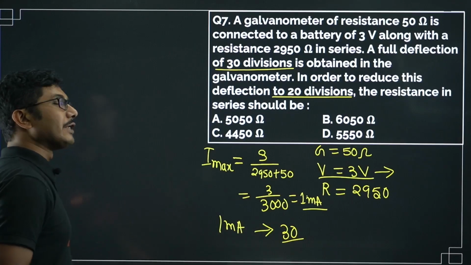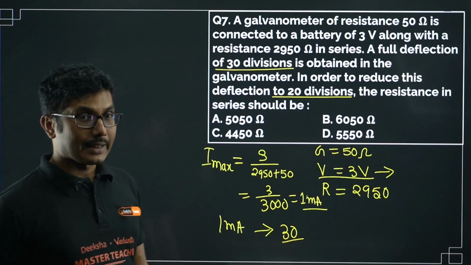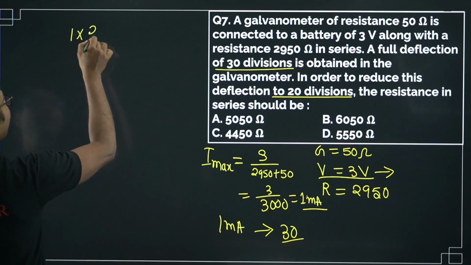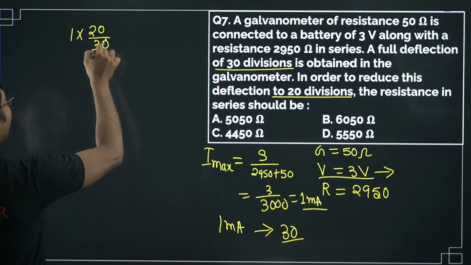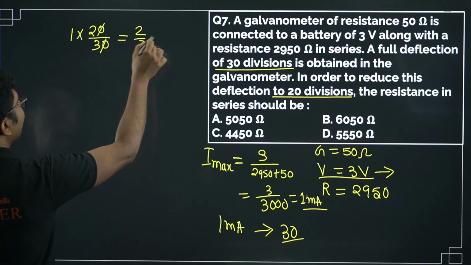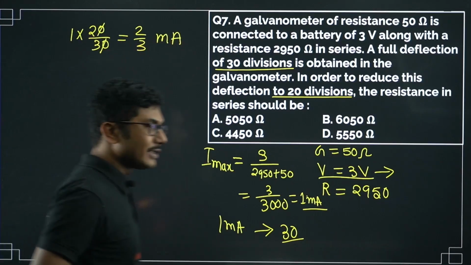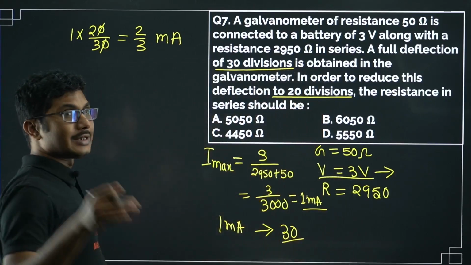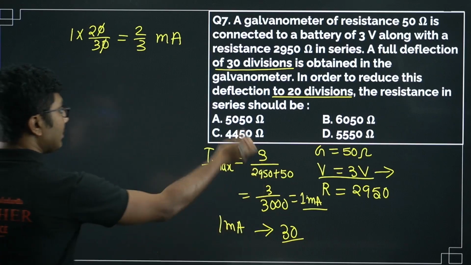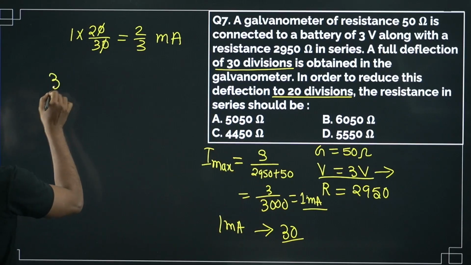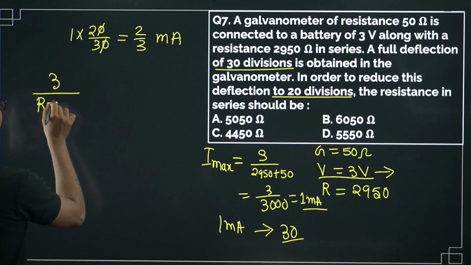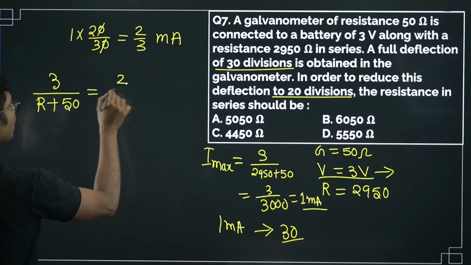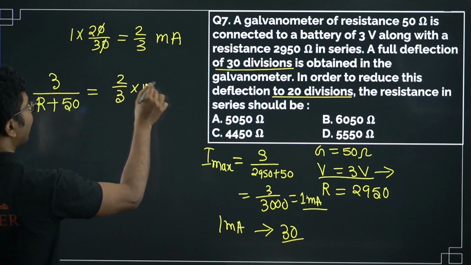So for 20 deflections, how much current can flow through it? In that case, the current will be 1 into 20 divided by 30, that is 2 by 3 milliampere. So the current in the circuit is 2 by 3 milliampere if I want to achieve 20 divisions for the same voltage. Again we will use the same formula. Only thing here, instead of 2950, I will use an unknown resistance R, and that should equal 2 by 3 into 10 to the power of minus 3.